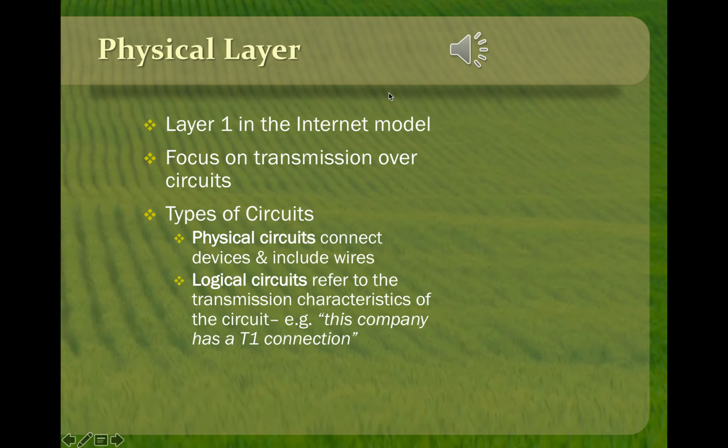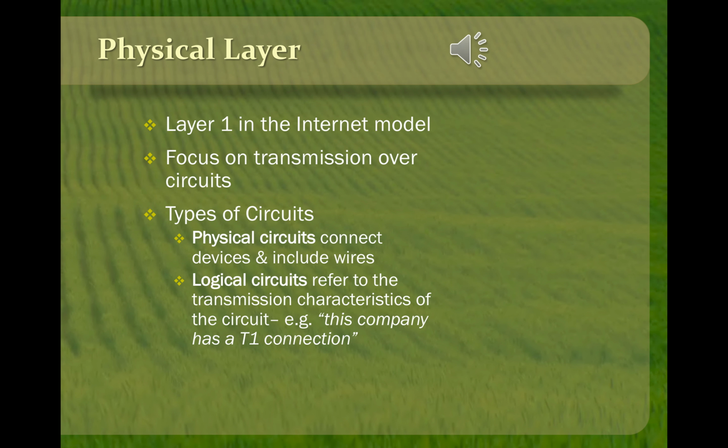Right, when we look at the physical layer, as you recall, it's the circuit that makes up the first part of the OSI model, or layer one, and it's also layer one of the internet model. There's a focus on transmission over circuits, and the types of circuits are physical or logical. So a physical circuit includes the actual hard wires that go into the backs of the machines and connect the devices together. Logical circuits refer to the transmission characteristics of the circuit.